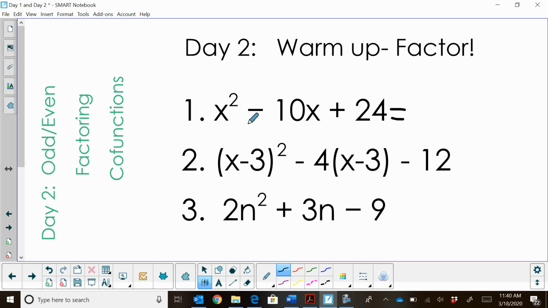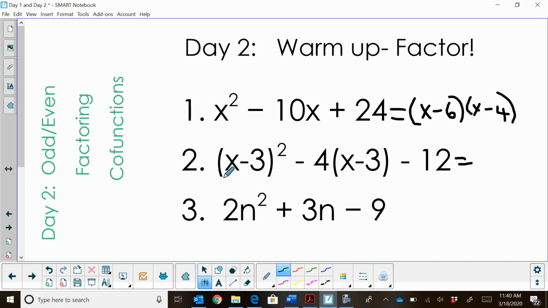Okay, factoring a trinomial. What multiplies to 24 and adds to negative 10? And just factoring, that's going to be x minus 6 times x minus 4, because the product of negative 4 and negative 6 is positive 24, and the sum is negative 10. Now, that's the first one. That one's pretty easy to see.